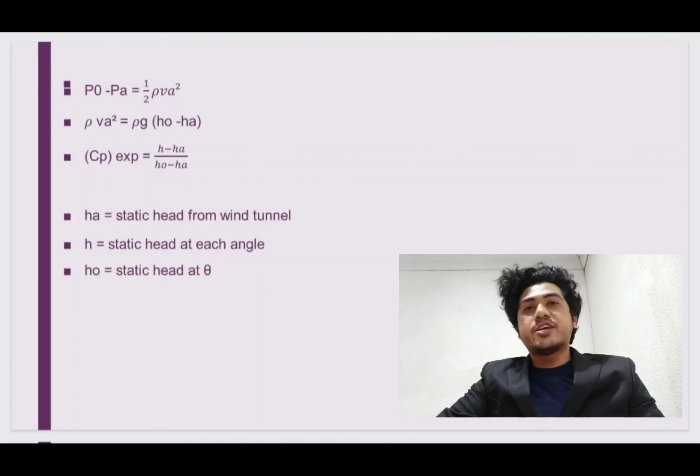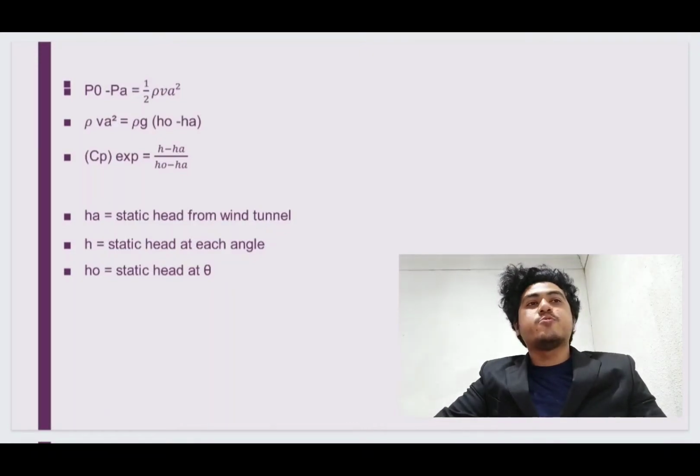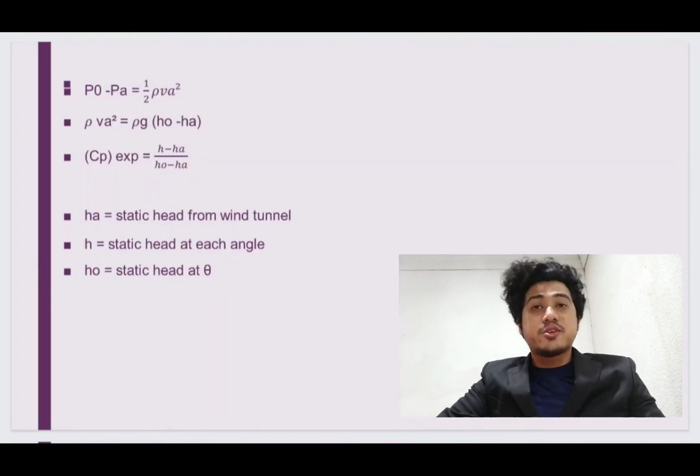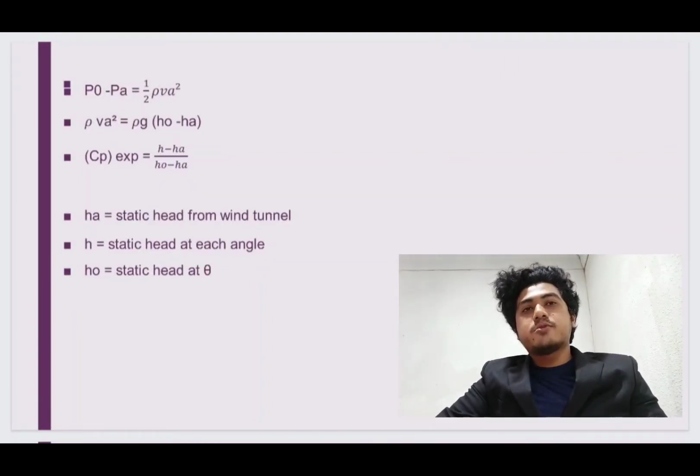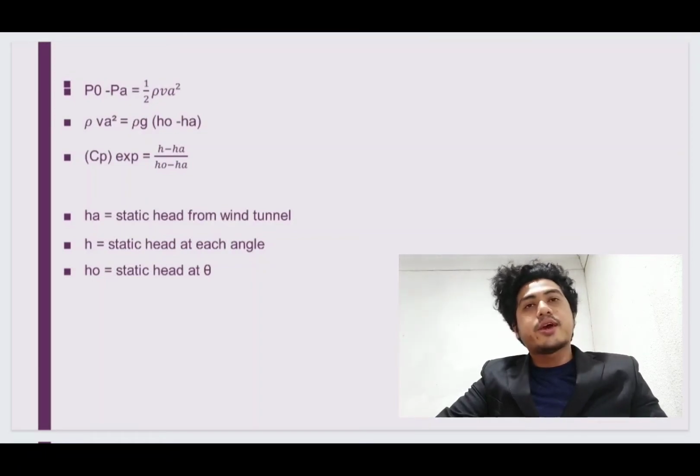And what is HA? HA is the static head from the wind tunnel, H is the static head at each angle, and H naught is the static head at theta. For this experiment, we implement two velocities, 10 meters per second and 20 meters per second. The first step, the wind tunnel will be run by passing the pattern using software, then record the multi-tube manometer reading during stability of velocity.